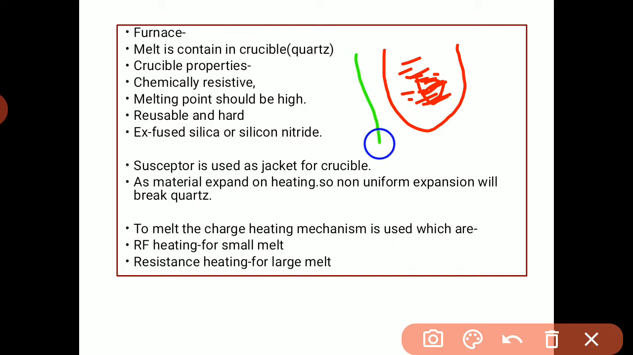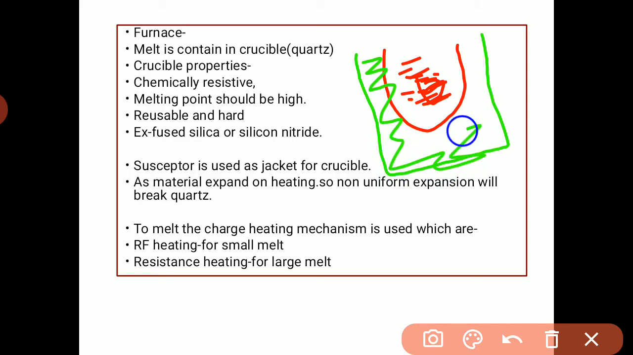The second most important thing in this furnace is a susceptor. Behind this crucible, we have a susceptor. The susceptor is made up of graphite. What happens if we apply heat to this melt? There is a non-uniform expansion of this material. Due to non-uniform expansion, there could be breakage of this crucible. So we need some material which will absorb our extra heat. So here we use a susceptor, which is used as a jacket for the crucible.